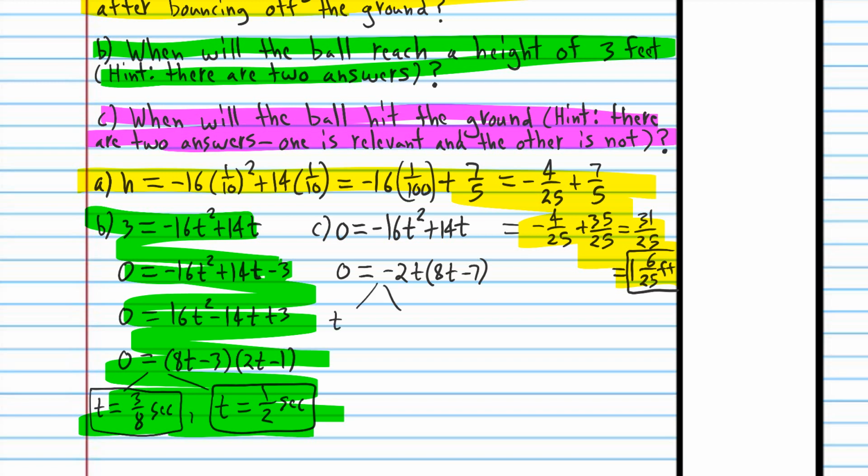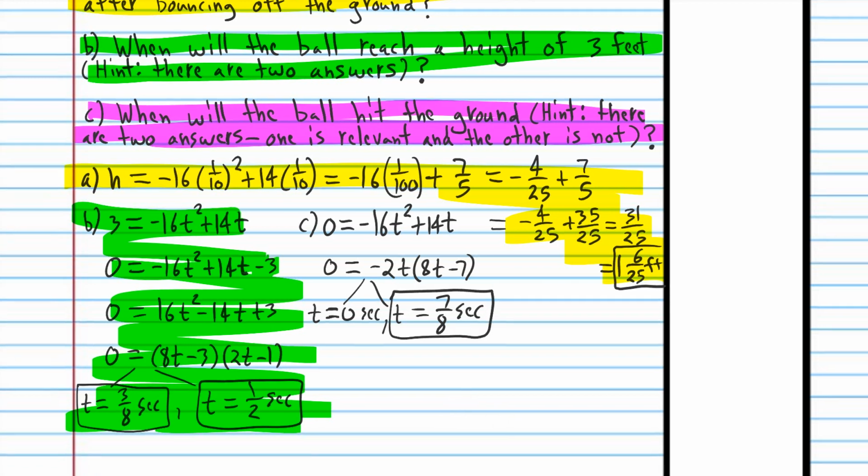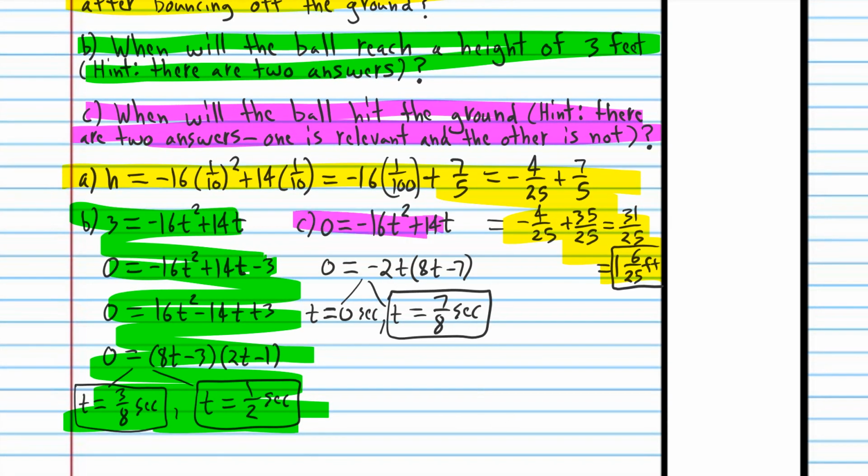So we have two solutions. One solution is t equals 0. The other solution is t equals 7/8. So obviously the 0 solution is not really relevant to the problem, because we know that when the clock starts, the ball is going to be on the ground, because that's when it starts to bounce. So the answer is 7/8 of a second. So if you got that answer, good job.